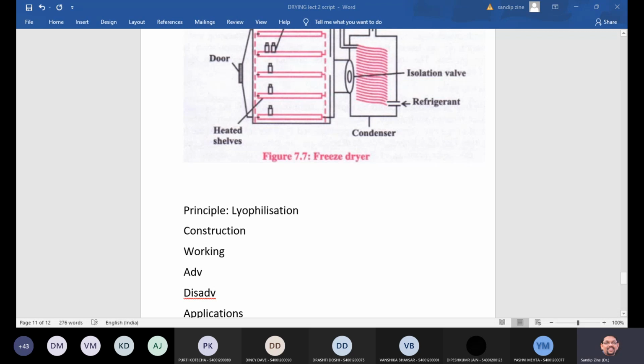So what is this freeze drying or lyophilization? It is a drying process only used to convert the solutions of labile materials into solids.